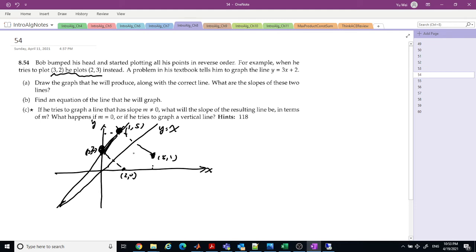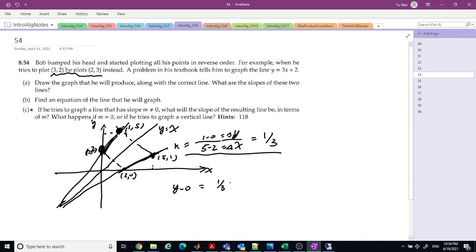Now you can see the slope of this, the new slope, is k equals 1 minus 0 over 5 minus 2, right? This is delta y over delta x, equal to 1/3. So this new line is y minus 0 equals 1/3 times x minus 2. And we can write it as x equals 3y plus 2.